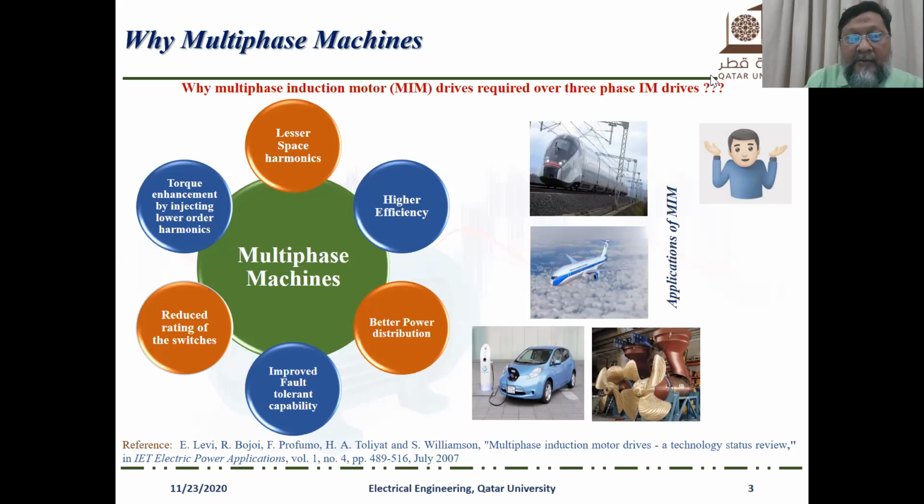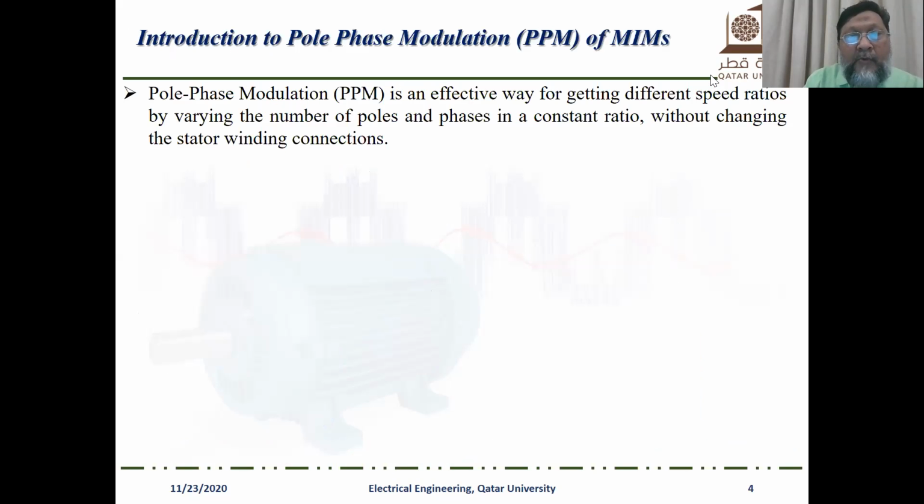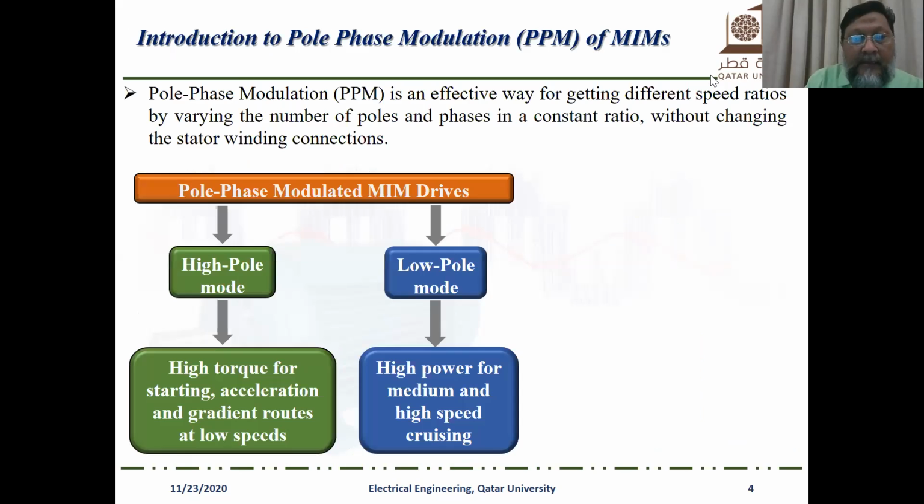other high power applications. Pole phase modulation is a method for getting different speed ratios by varying the number of poles and phases in a constant ratio without changing the stator winding connection. When the pole phase modulated induction motor drive runs in high pole mode, we get high torque for starting, acceleration, and gradient routes at low speeds. For low pole mode, we get high power for medium and high speed cruising.